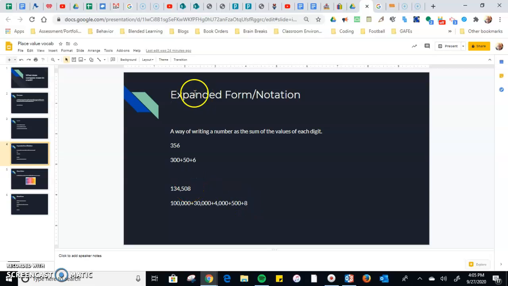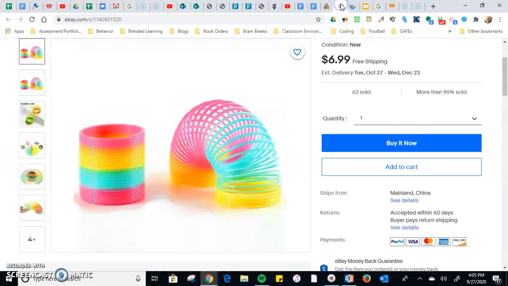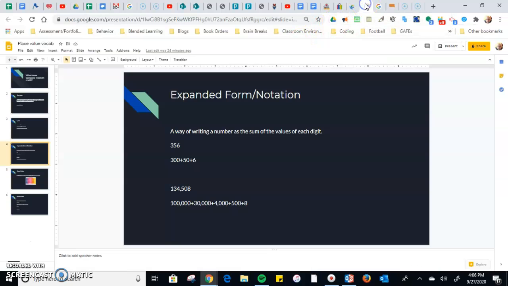So expanded form or expanded notation means the same thing, and it means writing a number as the sum of the values of each digit. And again, think of it like that slinky. So this 356 is like the slinky right here. This would be 356. When we expand it, where it's 300 plus 50 plus 6, that's like the slinky.